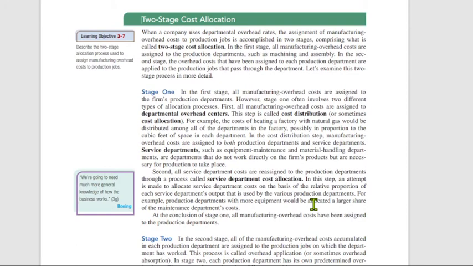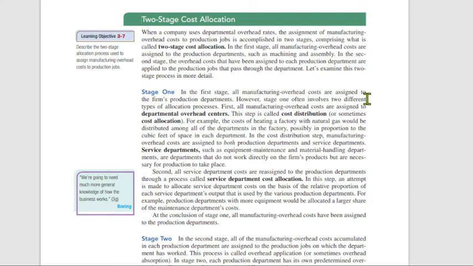This two-stage cost allocation, ang sinasabi lang po dito is that we look at the allocation process of assigning manufacturing overhead costs to production jobs. Bakit two-stage? One kasi, under stage 1, all manufacturing overhead costs are assigned to the firm's production departments. So, dun sa production departments, andun lahat. Andun yung service department, andun yung mga production departments talaga, yung involved sa mismong pag-manufacture ng product.